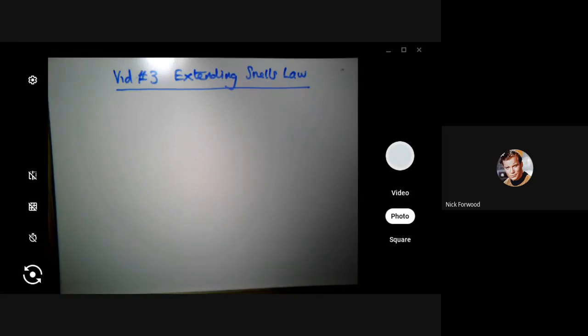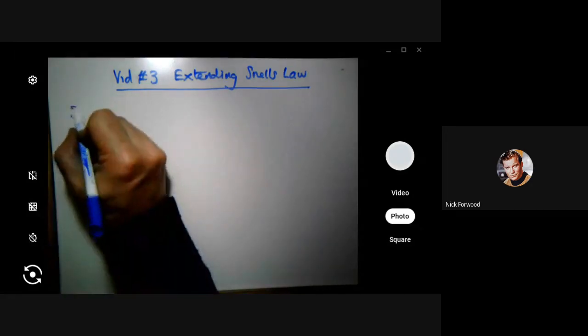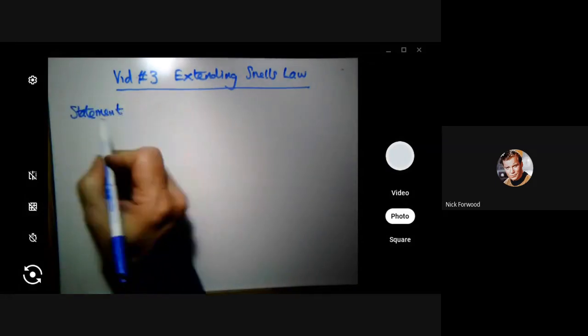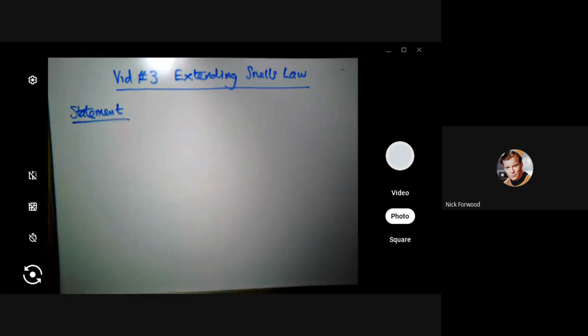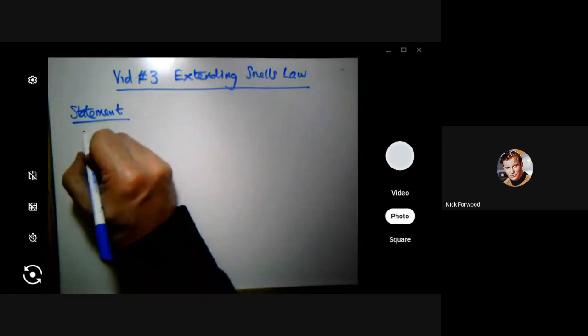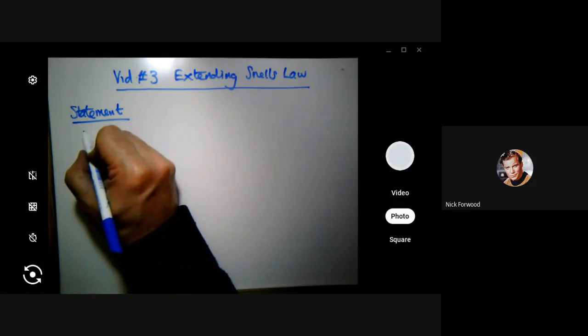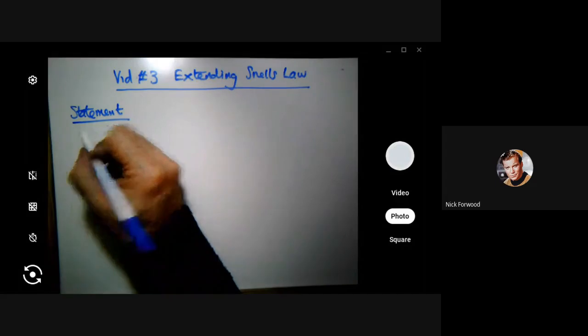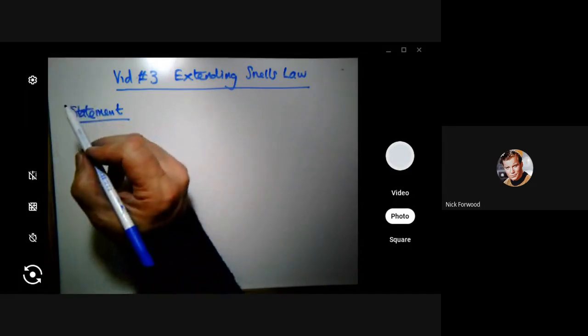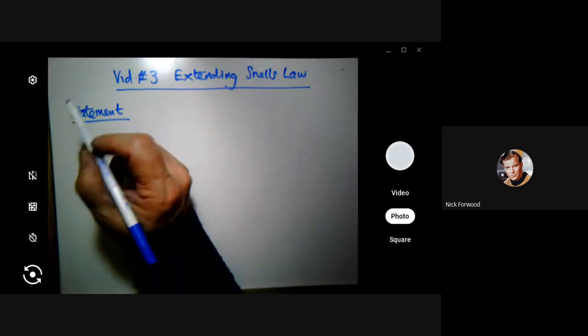Right, extending Snell's law. First thing, a statement that you need to be able to remember, and you need to copy it down. Most things I do on this whiteboard, you need to copy down. So we're going to take Snell's law, which we've already got, which is n is equal to sine theta 1 over sine theta 2, and we're going to extend that formula so it looks more like what the formula is on the data sheet, but we'll come on to that in a bit.